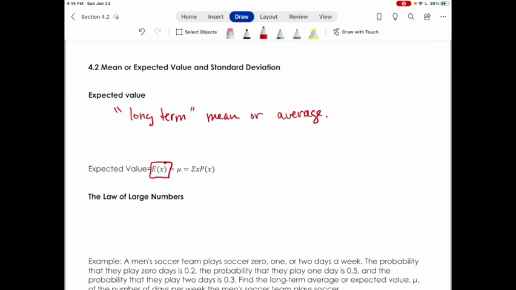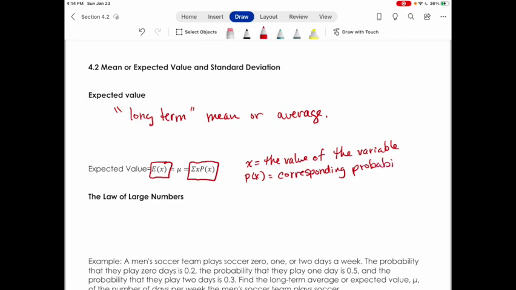Now, the way that you calculate the expected value is listed here. Here's the notation for expected value. We use function notation with a capital E. And then also, this is how we're going to calculate it. The X represents the value of the variable, and the P of X is the corresponding probability.